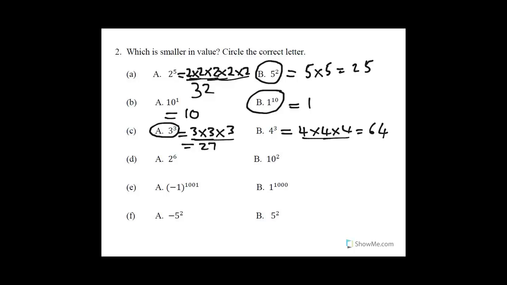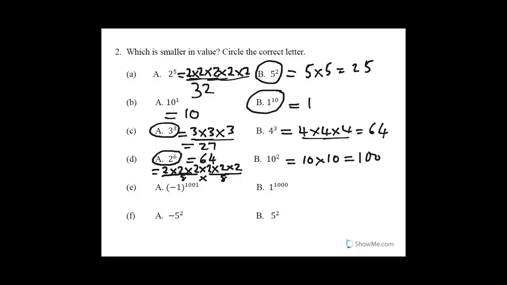A, 3 cubed. 2 to the 6 is asking me, the 6 is telling me to multiply the 2 by itself 6 times. 2 times 2 times 2 times 2 times 2, that's 5 times 2. 2 times 2 is 4 times 2 is 8. 2 times 2 is 4 times 2 is 8. 8 times 8 will give us 64. 10 squared is 10 times 10, which is 100, so the smaller one is 2 to the power of 6.